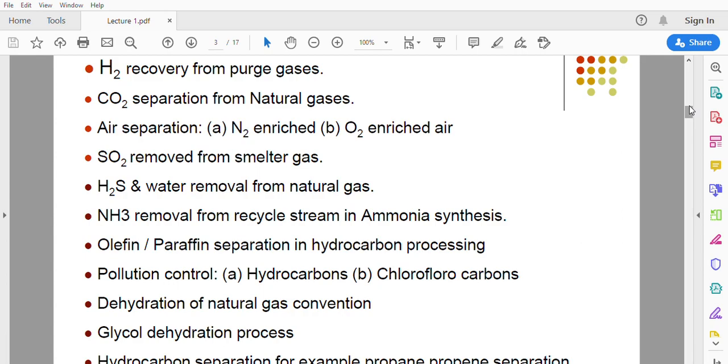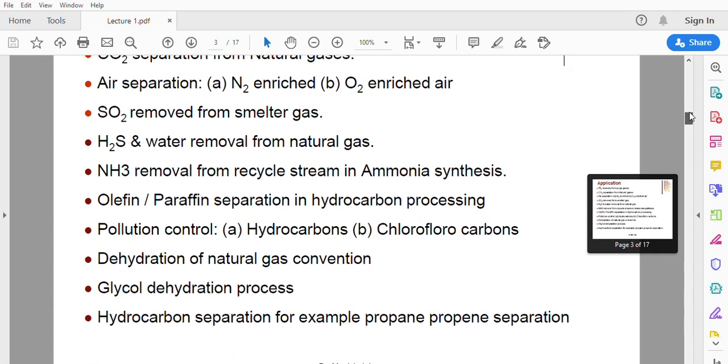Next application is the olefin paraffin separation. You can use the membrane based process to separate, like, ethane from ethene or propane from propene. These olefins, propene and ethene, are used to produce polymers, and these are the raw materials of polymers. This is now a commercialized process. The membrane based process is commercialized for this type of separation. The ethane is used like a fuel, and ethene will be used as a raw material for polymer production.